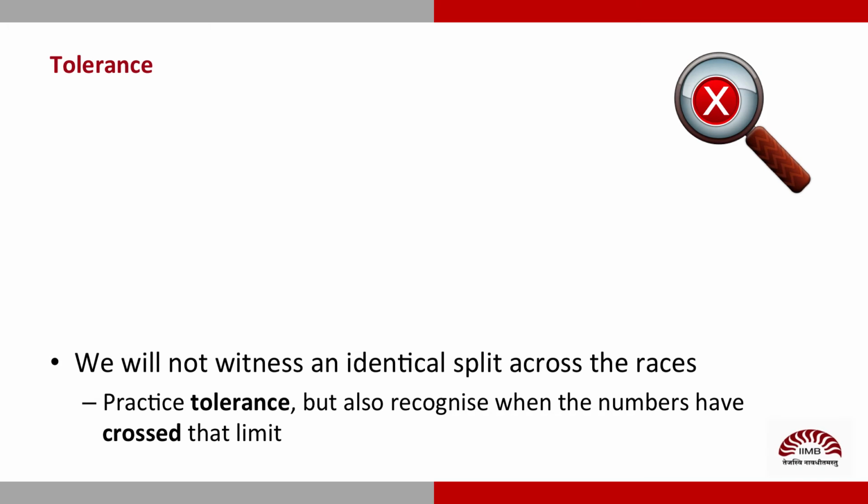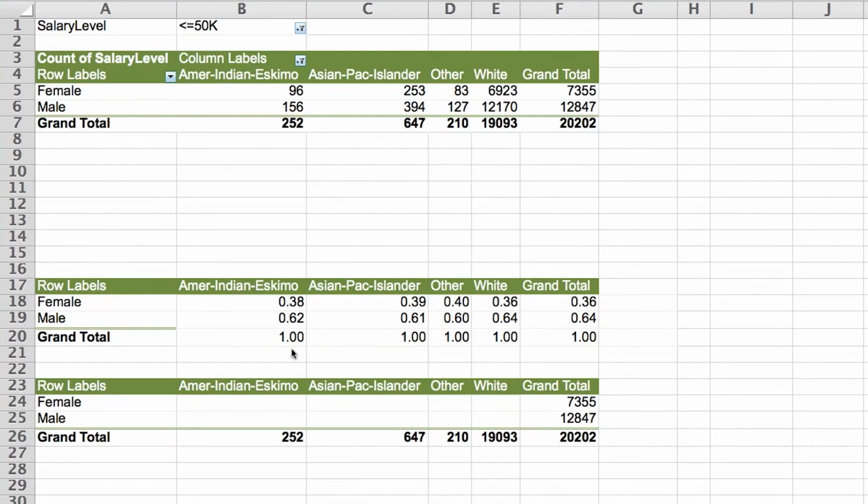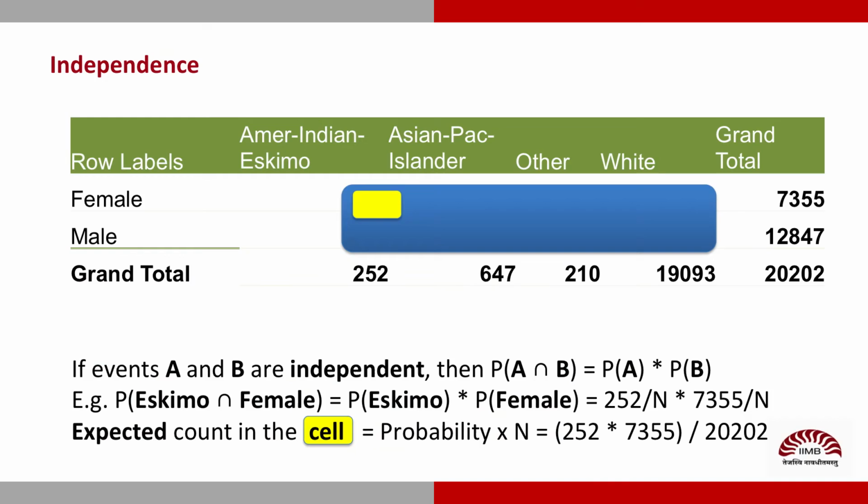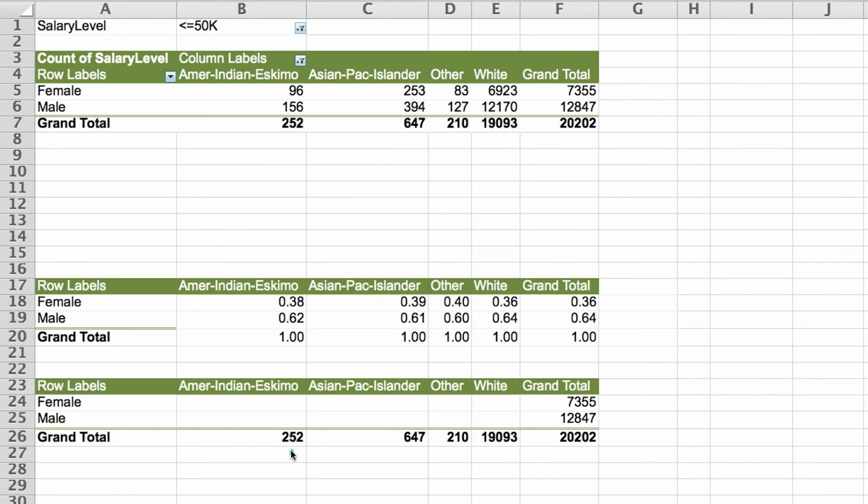We must have some tolerance here, but also know when our numbers have crossed a limit. The idea is quite simple. Suppose we were supplied only the aggregate margin values over here and we had to guess the expected counts in the middle. Now we can see that the expected count in this very first cell here is nothing but 252 times 7355 divided by 20202. Let's go ahead and do that.